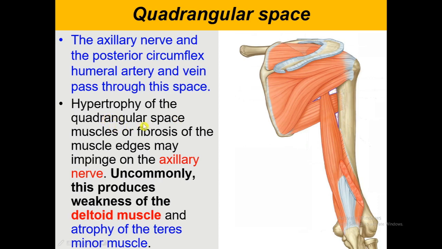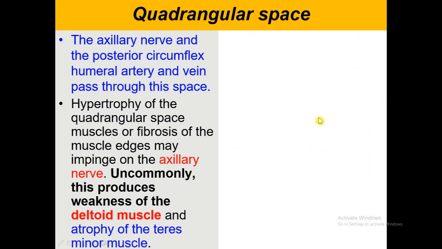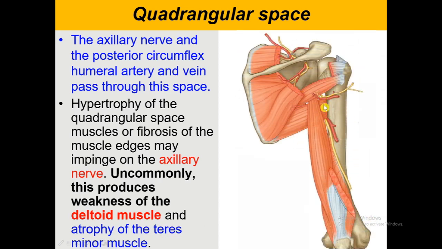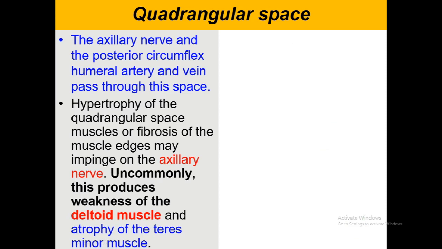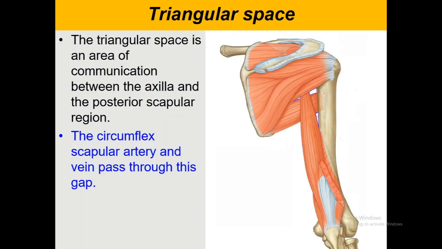Hypertrophy of the quadrangular space muscles or fibrosis of the muscle edges may impinge on the axillary nerve. Uncommonly, these procedures will conserve the deltoid muscles and the atrophy of the teres minor muscle. In this picture we can see the passage for the axillary nerve through the quadrangular space, and the posterior circumflex humeral artery and the vein.